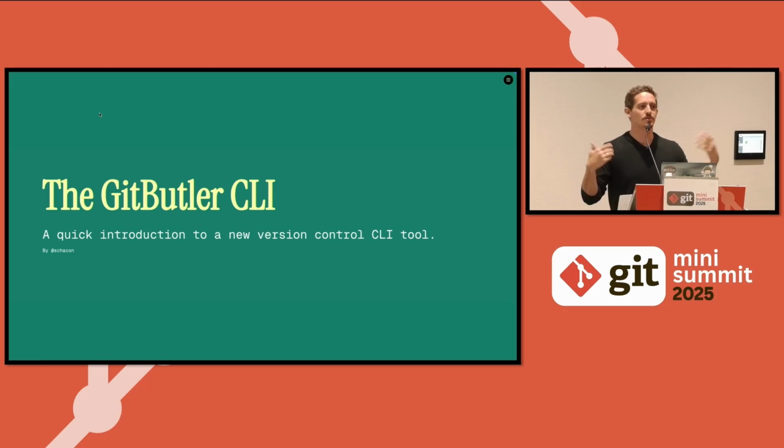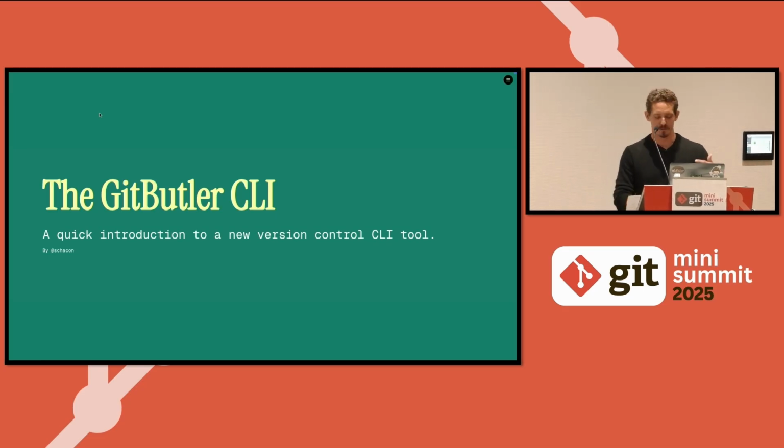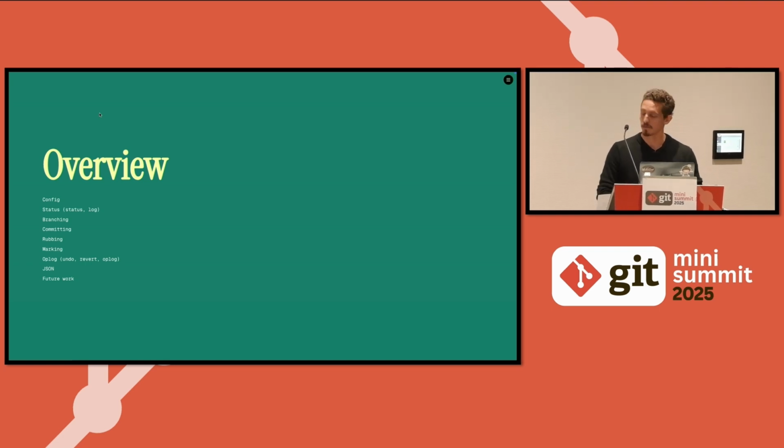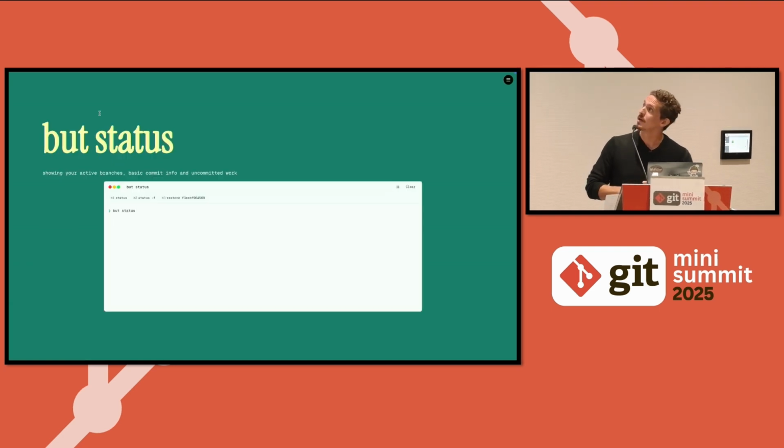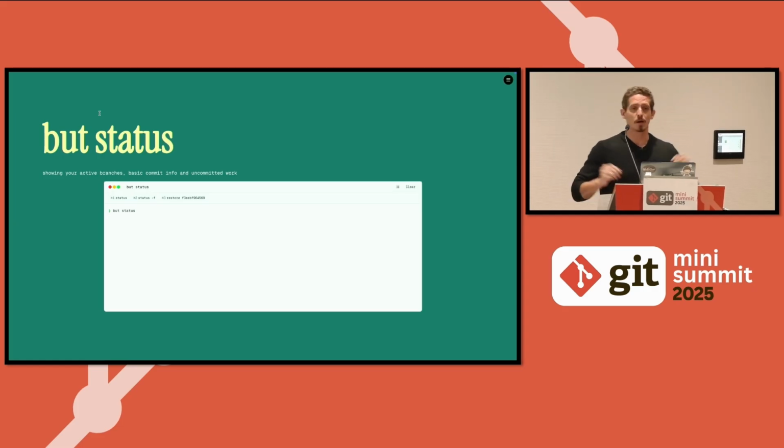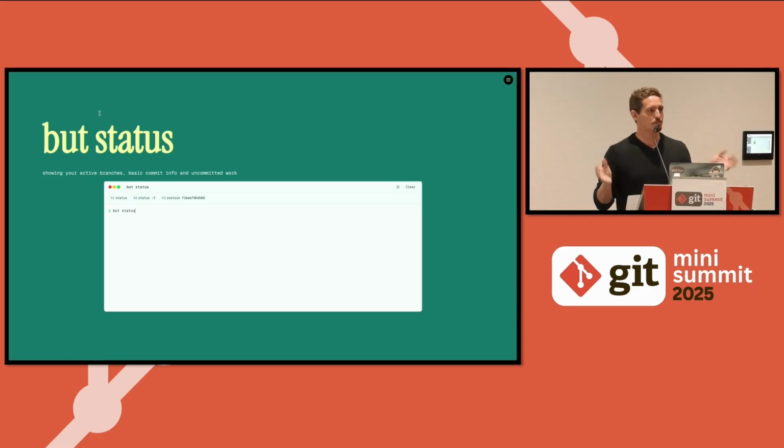But there's some new stuff that I think are pretty cool. So I wanted to show it to you so I can get some ideas for what would be super cool. So there's a couple of different things. So the command line tool is called but.